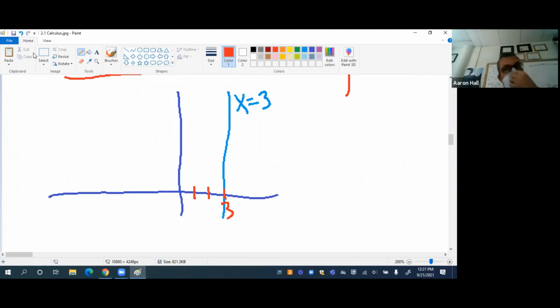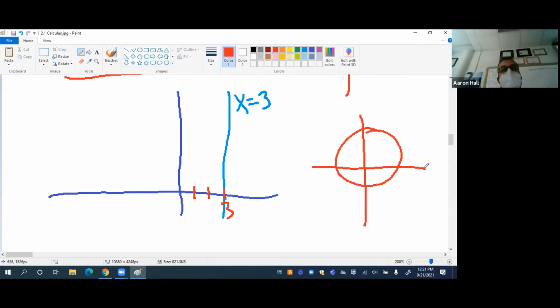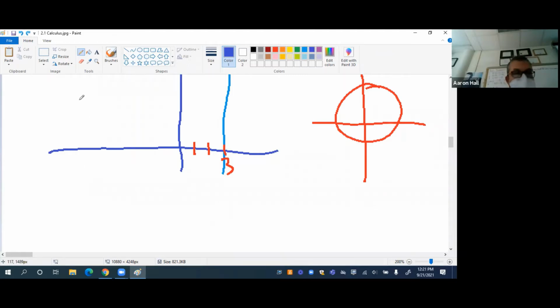All right, so you could have a limit for something that's not a function. You could have a limit on that equation where you don't have more than one y value. Something like this, a circle. So I wouldn't have a limit anywhere except for this point here and this point here. Okay, let's move on.